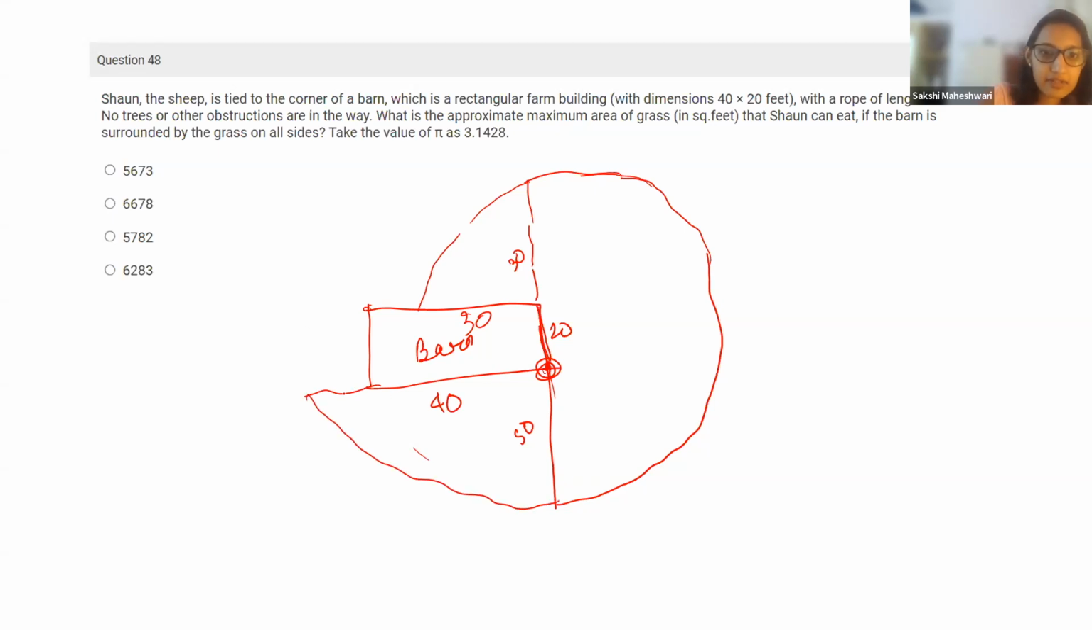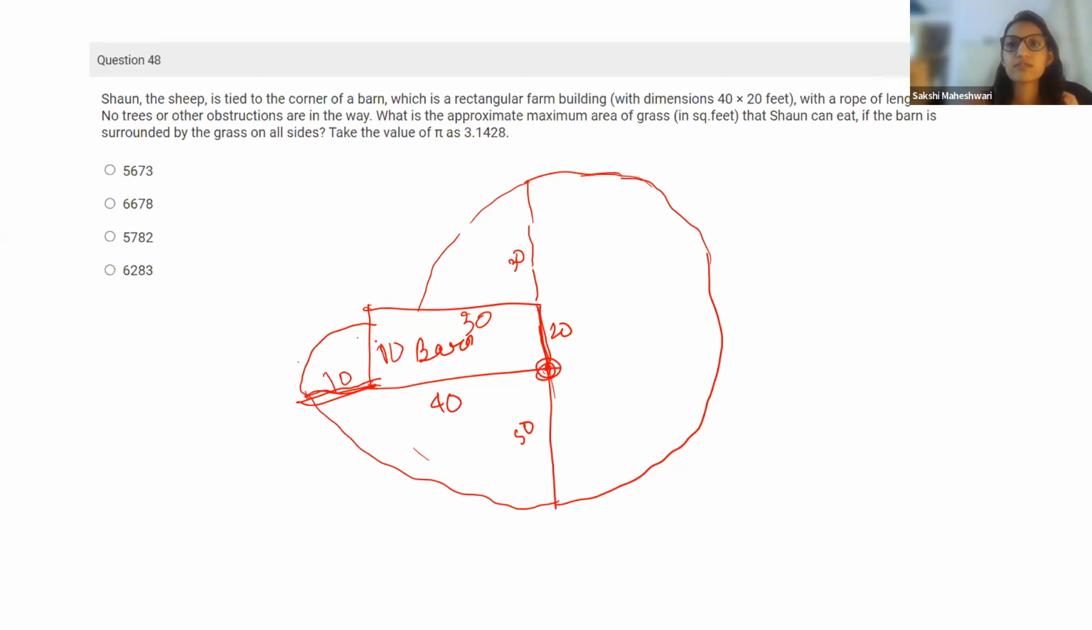And then after this, since this rope cannot move inside the barn, this will be just the 10 meters of rope which can move. Okay, so this will be 10. Are you able to understand how I came to this?